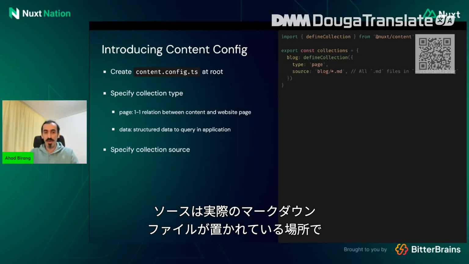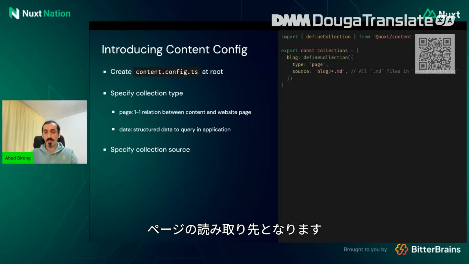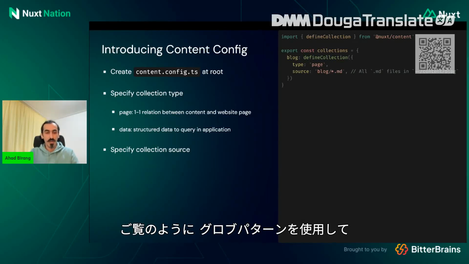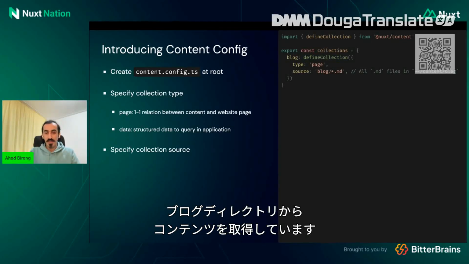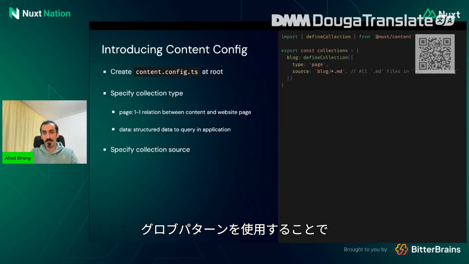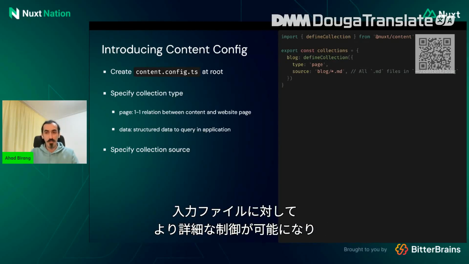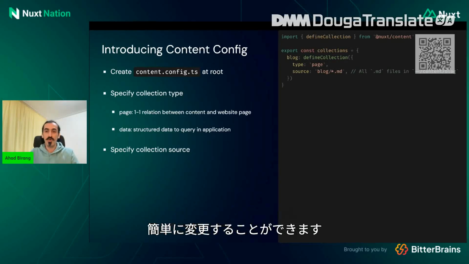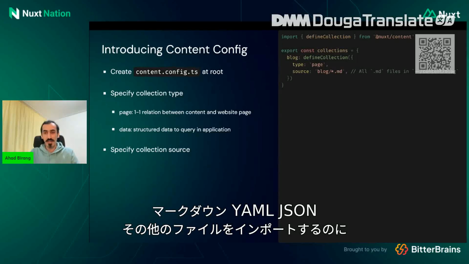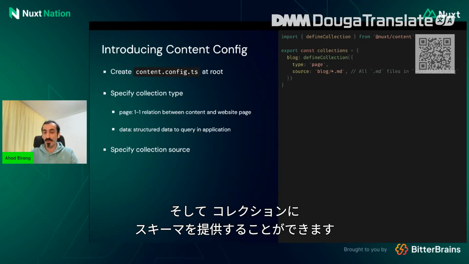Next, we need to define the source for our collection. The sources are places where our real Markdown files, our pages, are going to be read. As you can see here, we are using a glob pattern to fetch the contents from the blog directory. Glob patterns give us more control over the input files, and it can be easily changed to import Markdown, YAML, JSON, or any files.